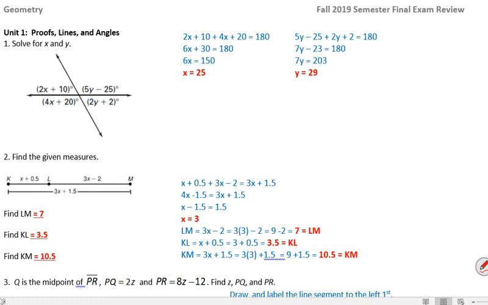So on number 1, if we solve for x, notice here that we have a line. And because we have that line and these two angles are a linear pair, that means we're going to add the 2x plus 10 to the 4x plus 20 and set that equal to 180 because a line measures 180. We'll solve for our x that way. Same way on this other side over here where we have the two y's. We're going to add those two together and set them equal to 180 because again the measure of a line is 180. So that's number 1.